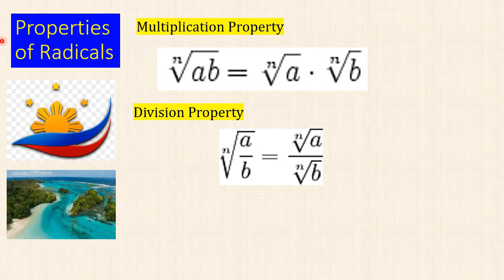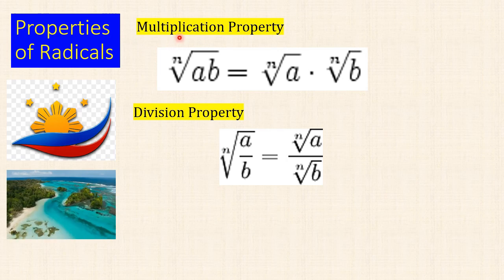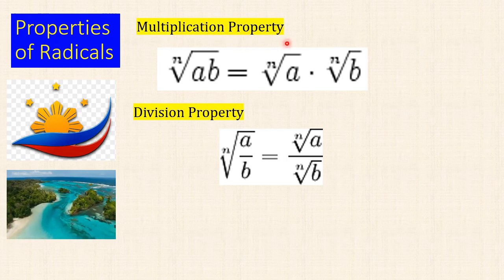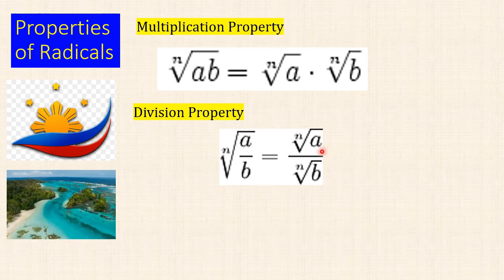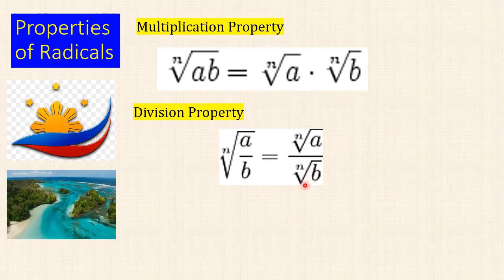Dumako naman po tayo sa properties of radicals. Multiplication property. The nth root of A multiplied by B is equal to the nth root of A multiplied by the nth root of B. Division property. The nth root of A over B is equal to the nth root of A over the nth root of B.